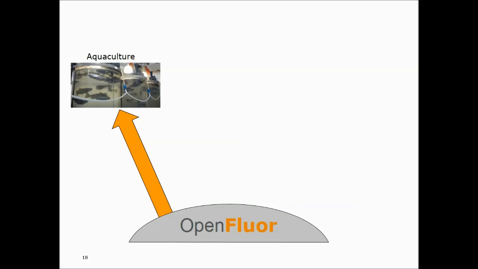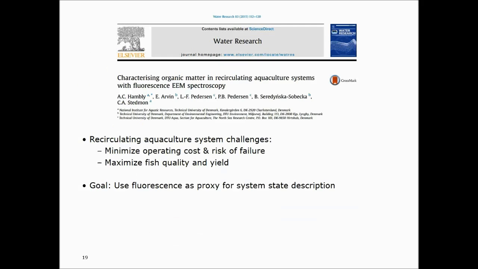The first example from aquaculture is a particularly recent study published in 2015. So despite being recent, it was already able to make use of previously published models that are stored in the OpenFluor database. In their study, Adam Hambley et al. characterized organic matter from recirculating aquaculture systems using fluorescence spectroscopy of organic matter, and used it as a proxy for a system state description.